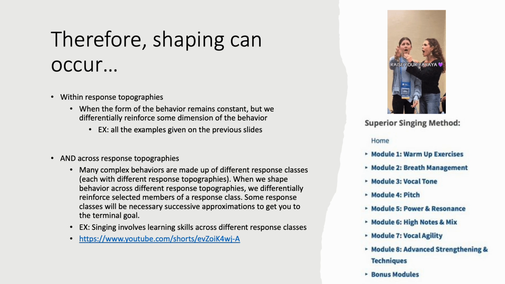I think is a great example of shaping across different response topographies, and that was the behavior of singing. Initially when you're learning to sing, you don't work on singing on its own. You might work on other response classes, on behaviors that are within other response classes, such as warm-up exercises or breathing management, like having control over your breath, or where exactly you are supposed to breathe, how exactly you are supposed to breathe, etc. Then you might work on vocal tone.